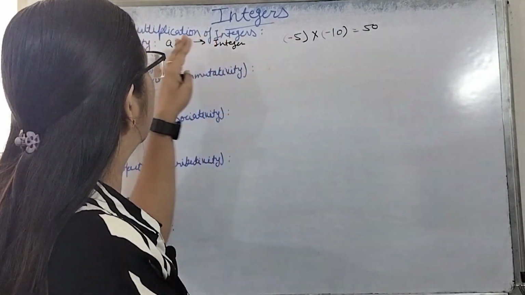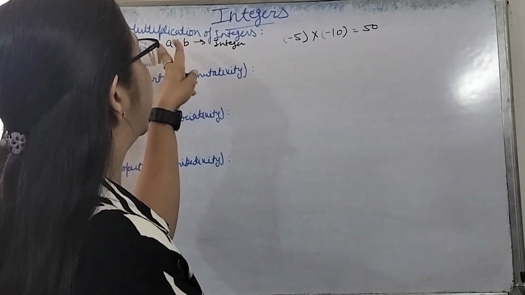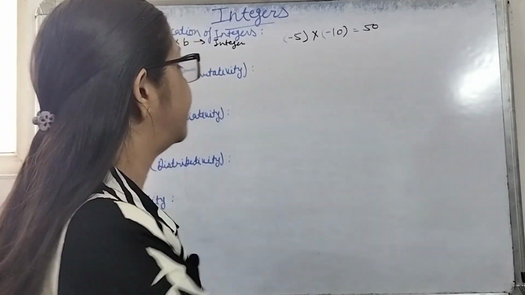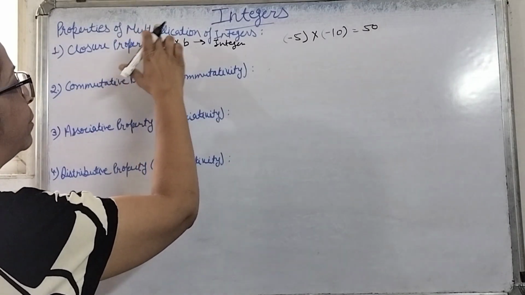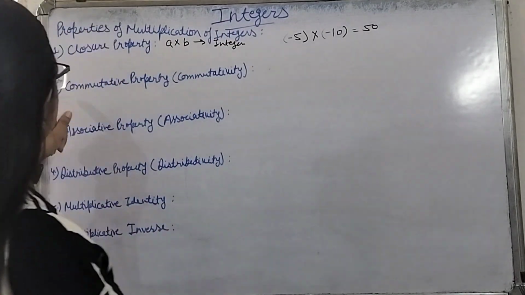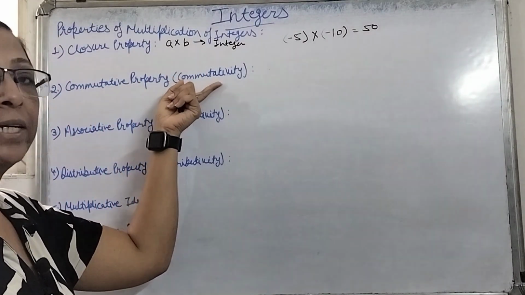So whatever the value of a is and whatever the value of b is, if these two are integers, the product will also be an integer. So we say that multiplication of integers satisfies the closure property. The second property is the commutative property, also known as commutativity.